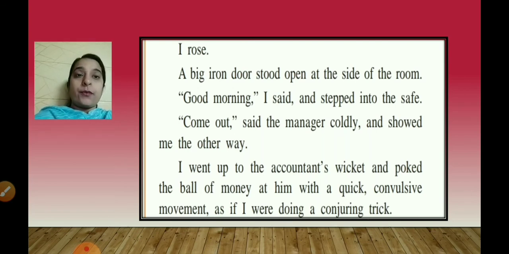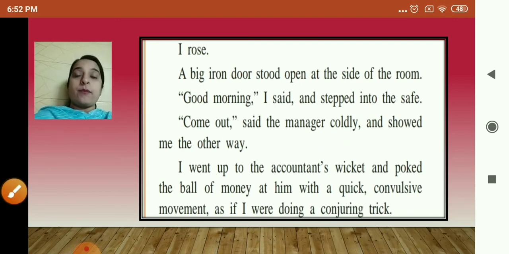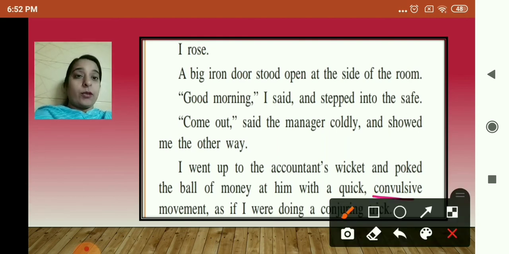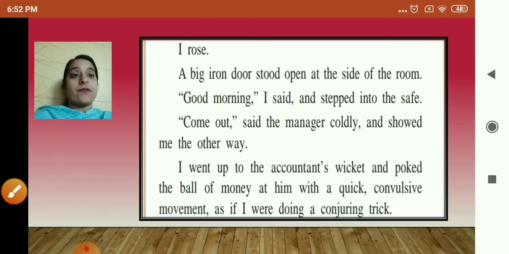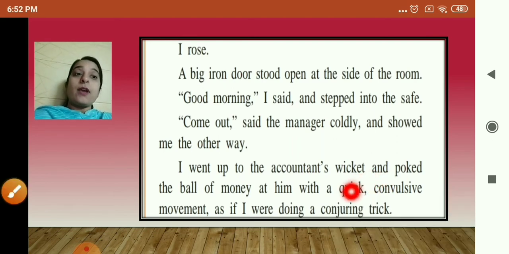So children, he got up and then he saw there was a big iron door standing open at the side of the room. The narrator stepped into the safe. Then the manager asked him to come out. The manager said coldly. Coldly means in an unfriendly tone. And he showed him the other way. The narrator went to the accountant's wicket and poked the ball of money at him with a quick convulsive movement. Convulsive means in an uncontrollable manner, uncontrollable movement, as if I were doing a conjuring trick. Now, conjuring trick means when you perform some magic trick. So he went to him and with a quick convulsive movement, he had poked the ball of money.